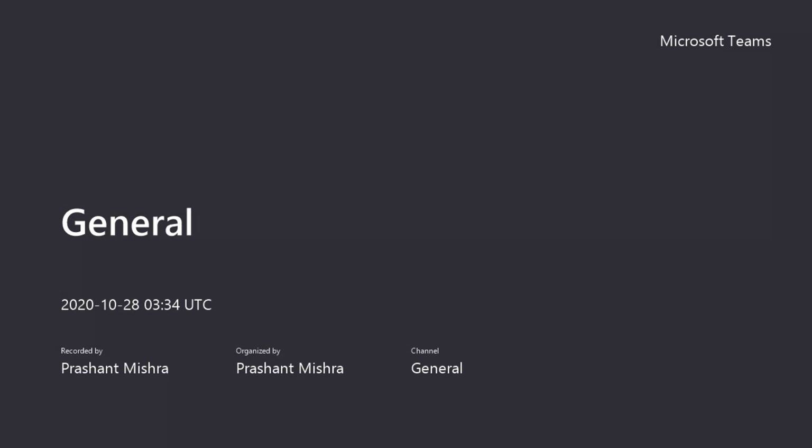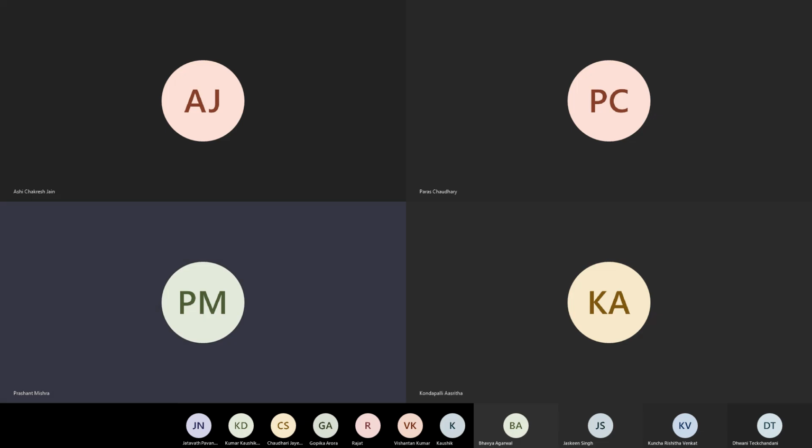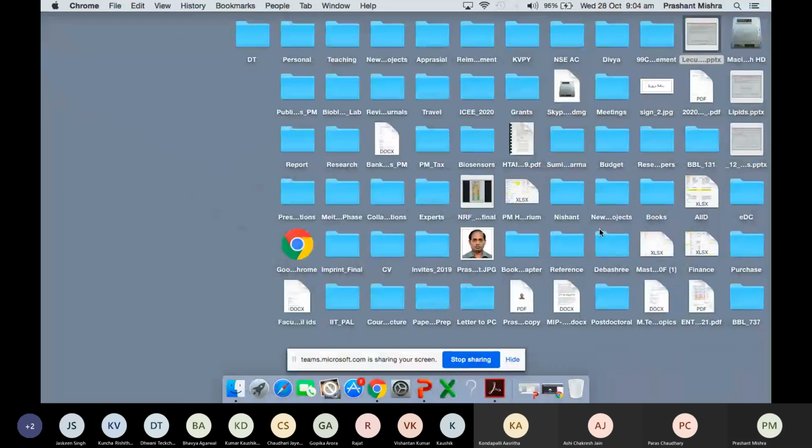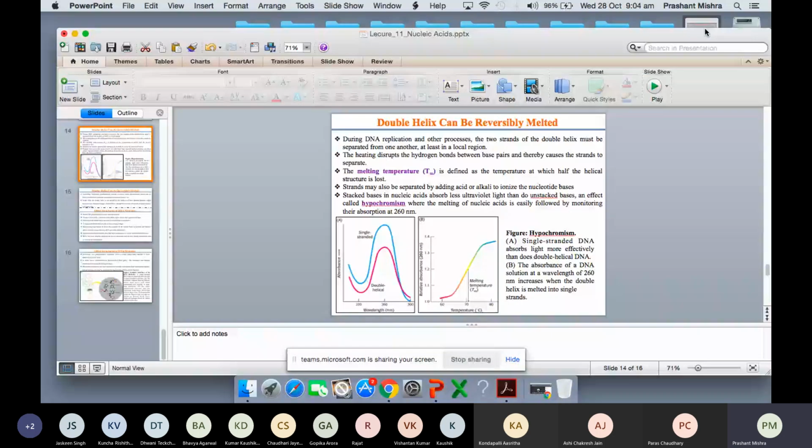And to start with DNA structure and function, let me just open the slide where we were working on. So yesterday we were discussing the double helix, how this works. So you know the structure of DNA.